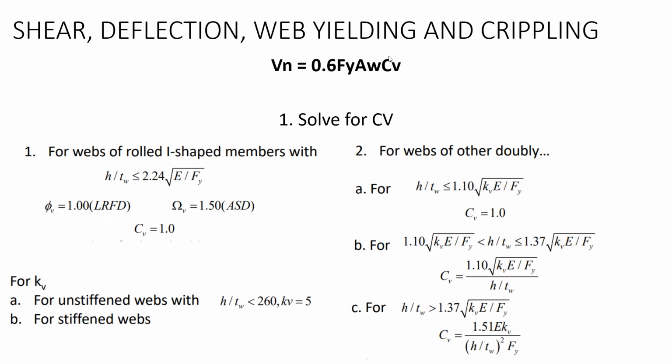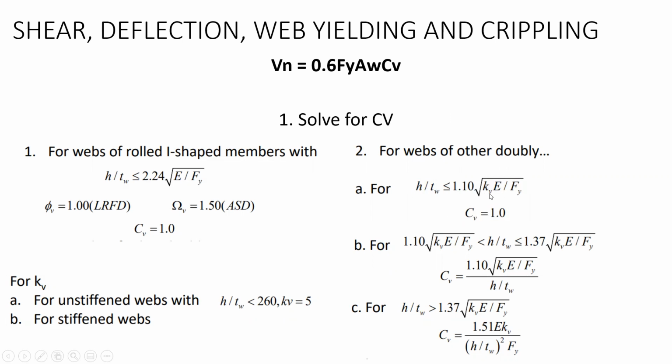So for Cv dito, first you check h over tw, or the depth over the thickness of your web. So pag less than 2.24 square root of E over Fy, automatic yung Cv natin 1.0. Pero if it's greater, doon na tayo magkakaroon ng iba pa. So for webs, you have h over tw less than or equal to 1.10 square root of Kv E over Fy, you still use Cv equal to 1.0.